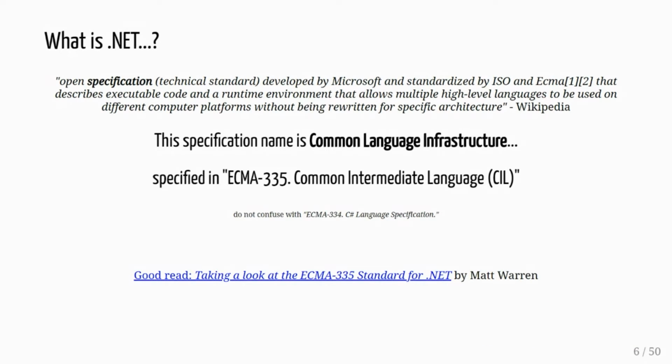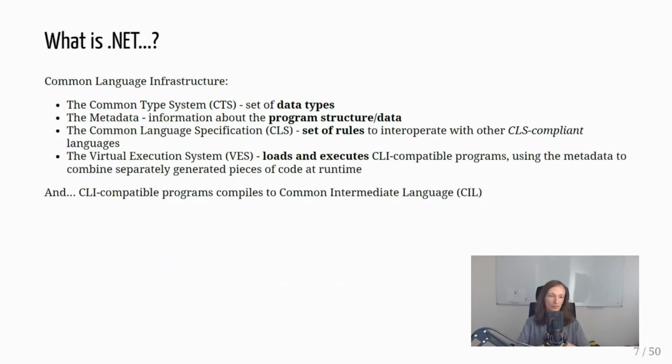Okay, so we have this Common Language Infrastructure, which is just a definition of all these things. And what's inside this standard? It has four elements. There is the Common Type System, which is the definition of a set of data types that should be available when you are writing something CLS compliant, CLI in fact. The metadata describes the program structure and the data that should be exposed and provided. The Common Language Specification is a set of rules for languages that want to run in this ecosystem and want to have CLS compliancy. We will return to that in a moment.